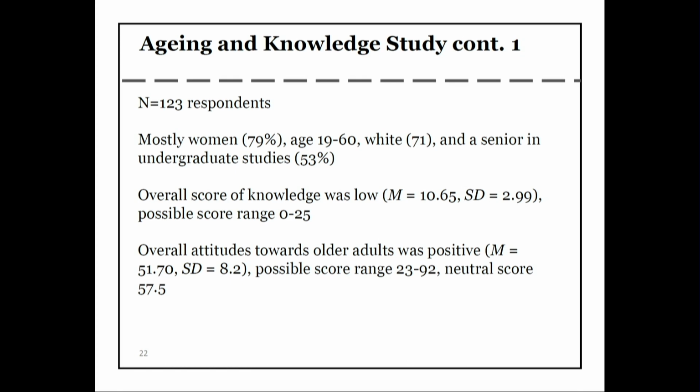So overall for our findings, the knowledge score was low, and the possible score is 0 to 25. And most of these, in fact 64%, were health professional degree students. Overall, the attitudes toward older adults were positive, with a neutral score of 57.5. Our results indicated a significant negative relationship between knowledge and ageism, or the more positive attitudes the student had, the greater knowledge that they had. And a significant negative relationship between age and ageism was also found, implying more positive attitudes in students of greater age.